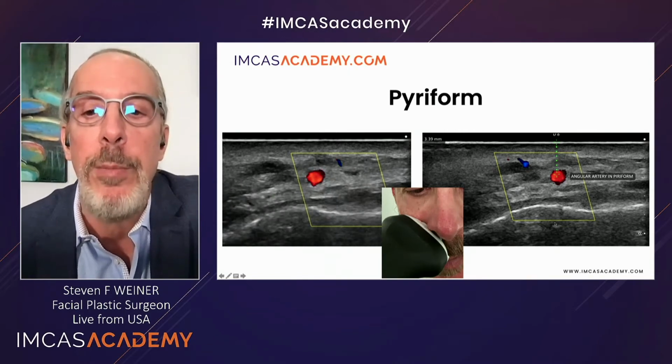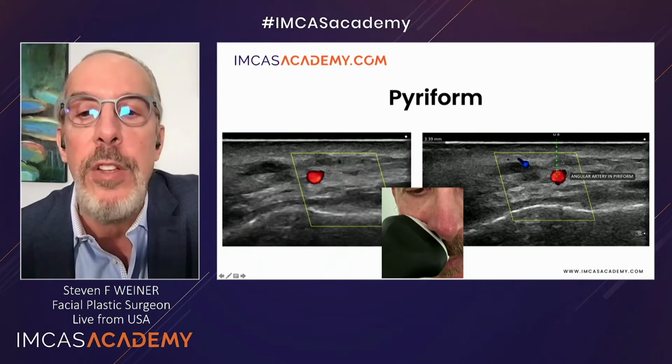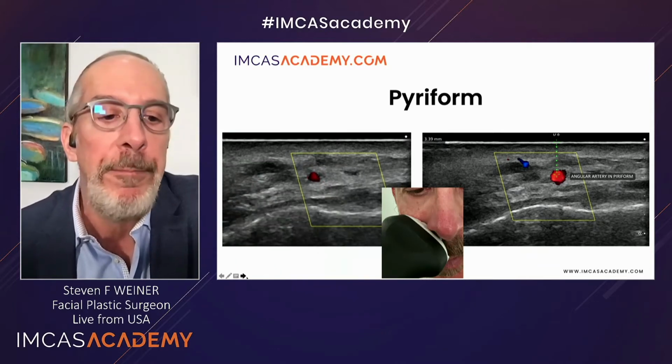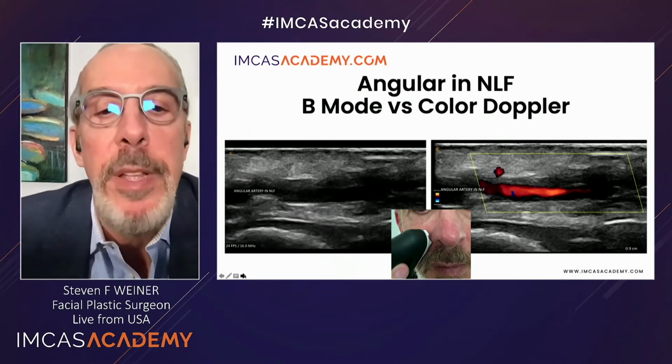So you can place them both superficially and deep. I actually usually put it superficially, but a lot of people like to go down into the periosteum with their needle. So it's usually about 5 millimeters deep in the piriform area.